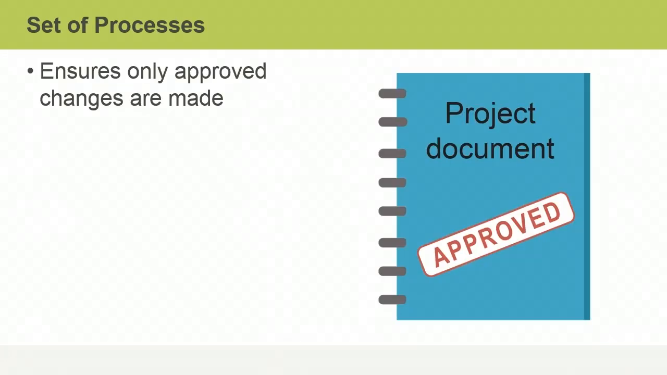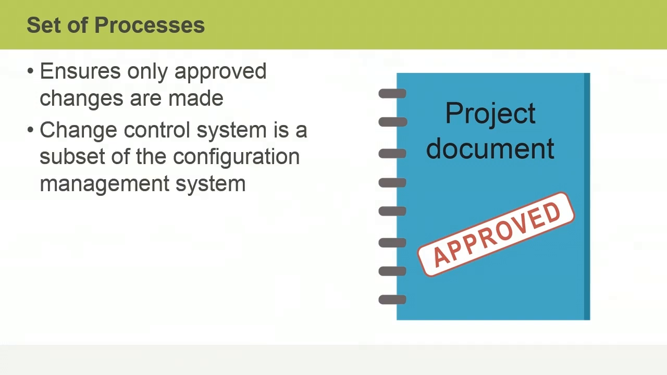Besides ensuring version control, the configuration management system has another important role. It establishes a set of processes and checks for ensuring that only approved changes are made to the product and project documents. This is where the change control system comes into play. It's a subset of the configuration management system.